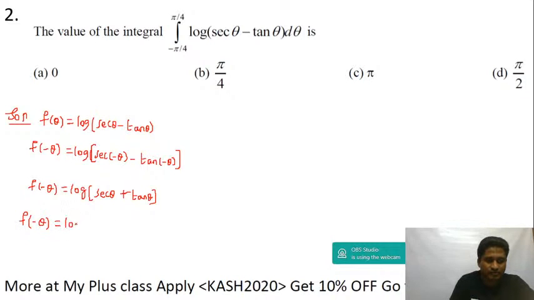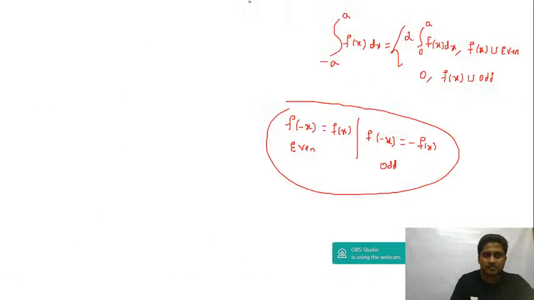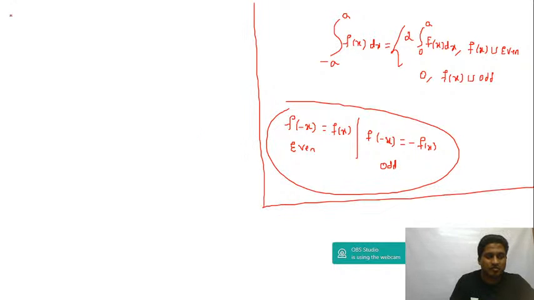Now watch out carefully. This can be written as sec plus tan, into sec minus tan, divided by sec minus tan. I just multiply and divide by sec minus tan theta. So this is f of minus theta.